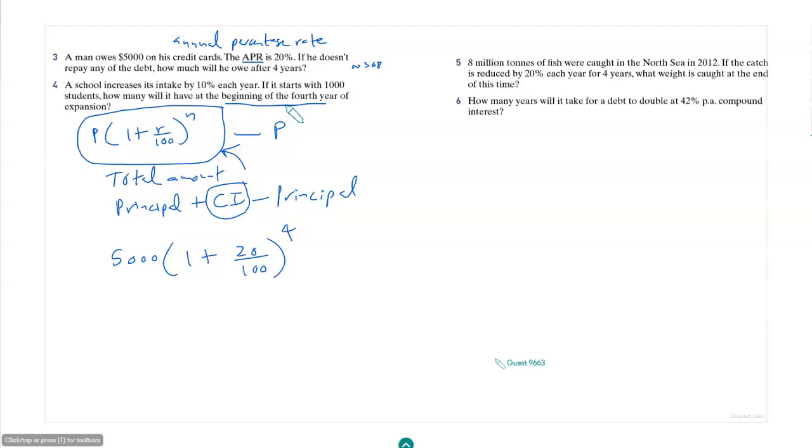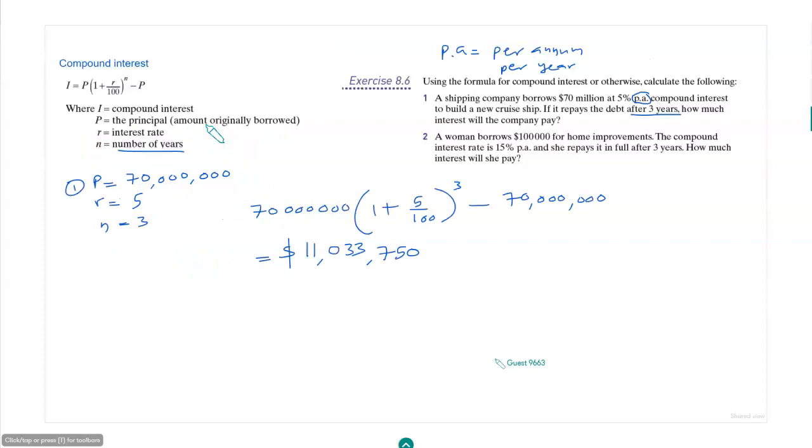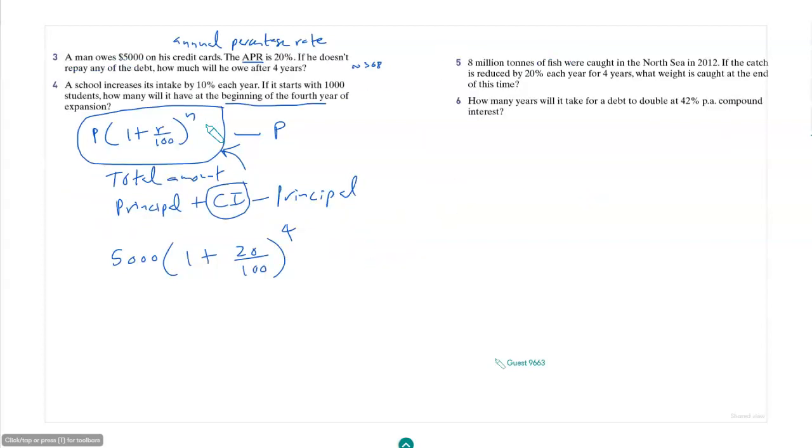Beginning of the 4th year is the same as end of the 3rd year. So n is actually 3 and not 4. If they had asked you how many will it have at the end of the 4th year, n would have been 4. So what's your answer? 1,331. Yes, that's the right answer.